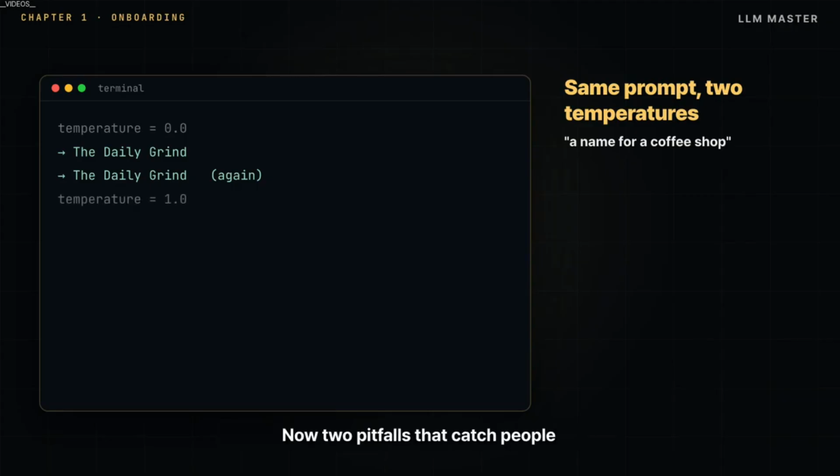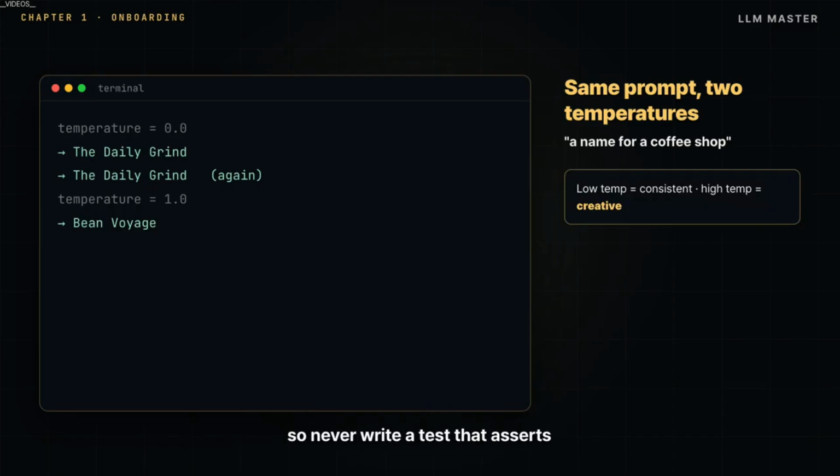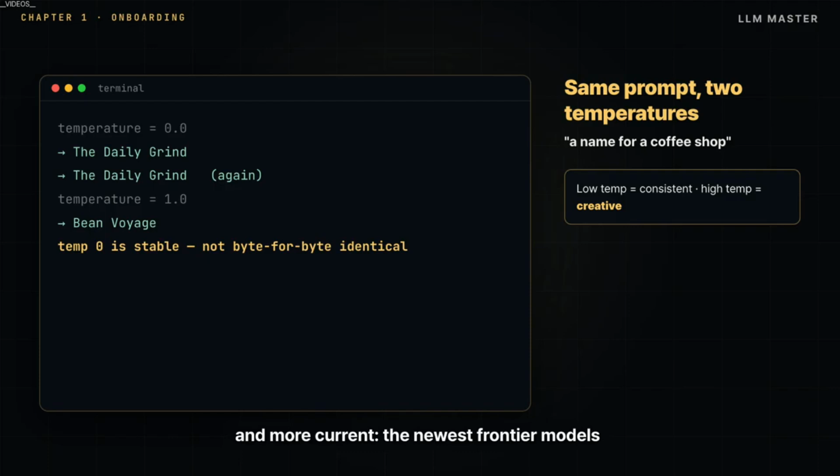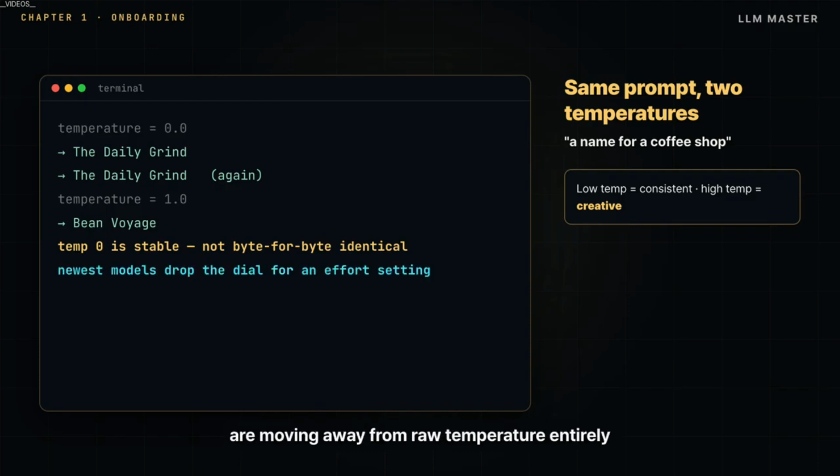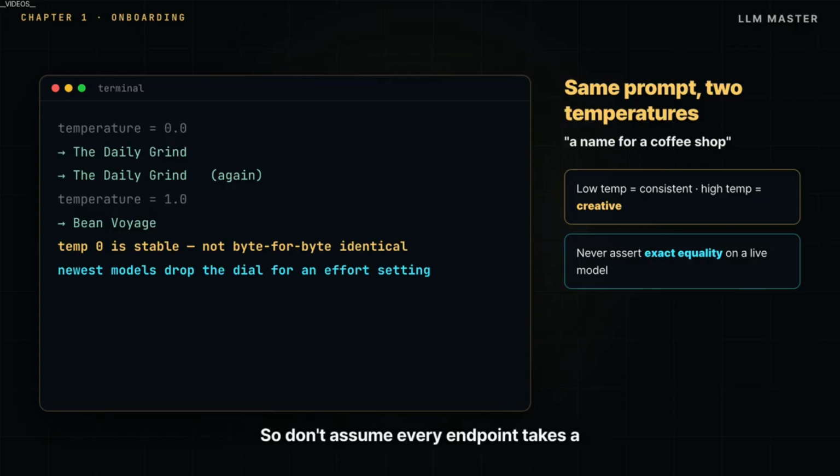Now, two pitfalls that catch people. First, temperature 0 is stable, but it is not a guarantee of identical output. Batching, hardware, and model updates can all introduce tiny variations, so never write a test that asserts byte-for-byte equality on a live model. Second, and more current, the newest frontier models are moving away from raw temperature entirely. Instead of a randomness dial, they expose things like an effort setting and let the model decide how much to deliberate. So don't assume every endpoint takes a temperature. Check the docs for the model you're actually calling.